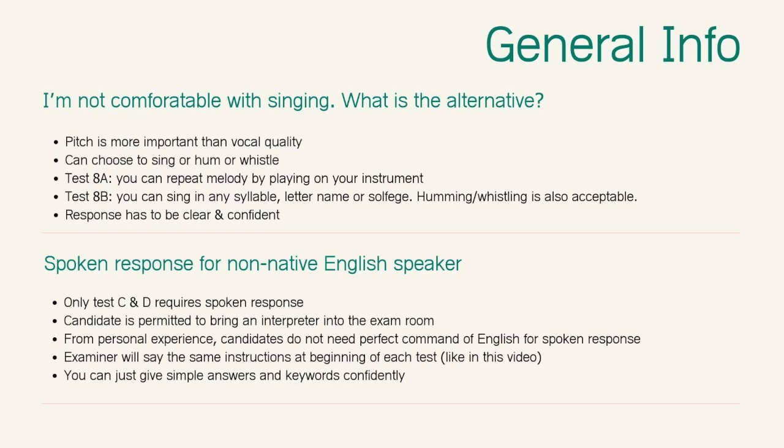I'm not comfortable with singing. What is the alternative? The pitch is more important than vocal quality. You can choose to sing or hum or whistle. For Test 8A, you can repeat the melody by playing on your instrument. For Test 8B, you can sing in any syllable, letter name, or solfege. Humming or whistling is also acceptable. The response has to be clear and confident.